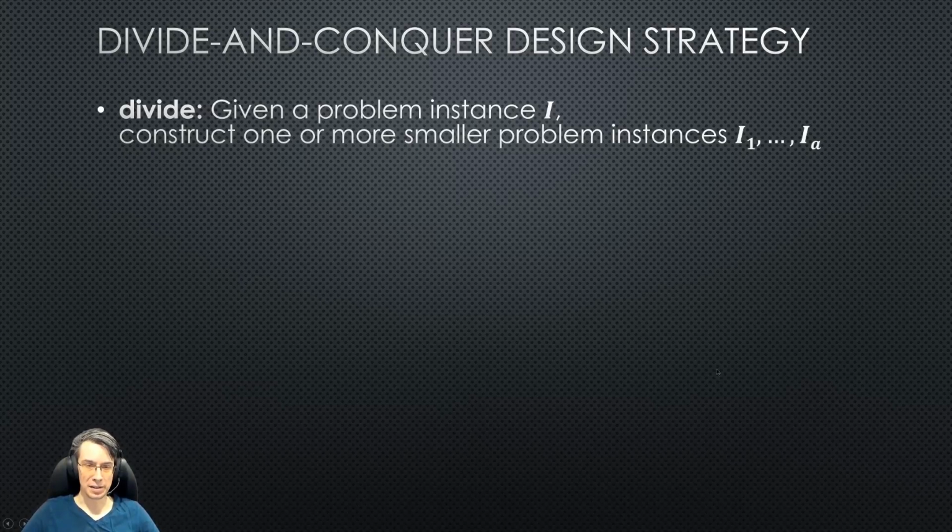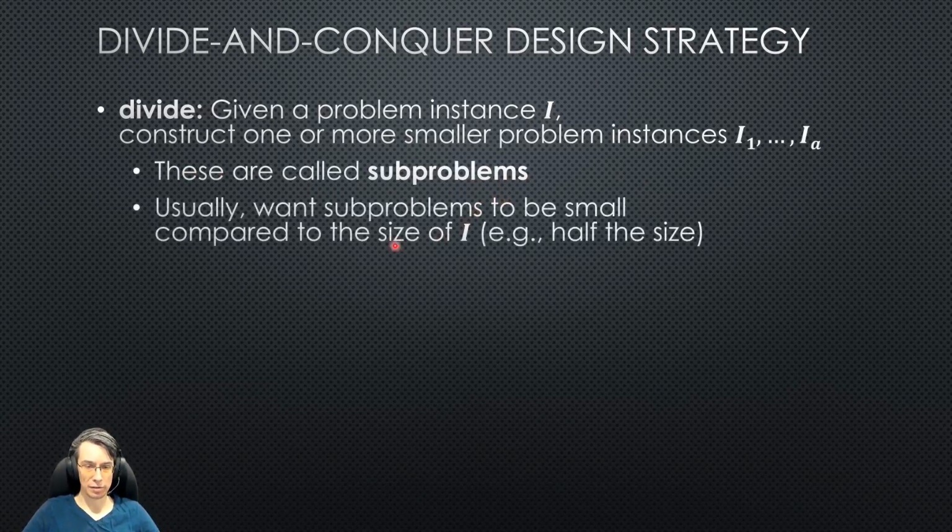So you start out by dividing your problem instance I. Let me grab my laser pointer here. So we have a problem instance I that's some input to our algorithm. And we try to divide that problem instance up into one or more smaller problem instances, I1 up to IA. Then we call these smaller sub-instances subproblems that we're trying to solve. And usually we want these subproblems to be small compared to the size of I. So for example, we might be looking for half the size or something like that.